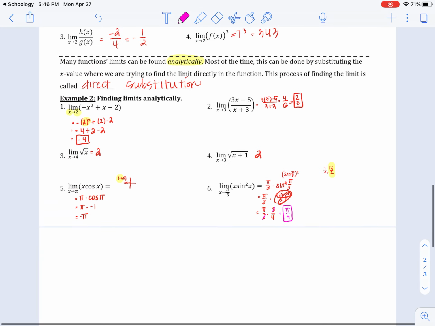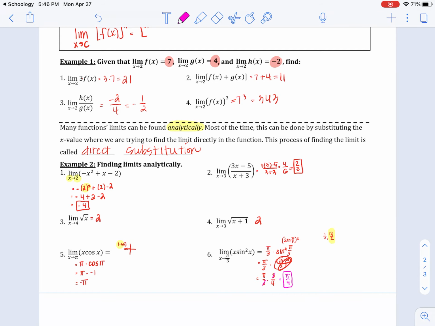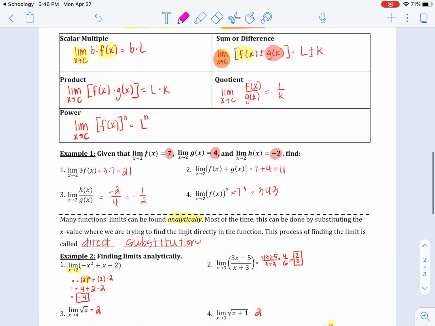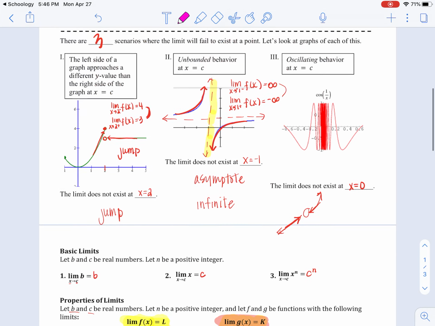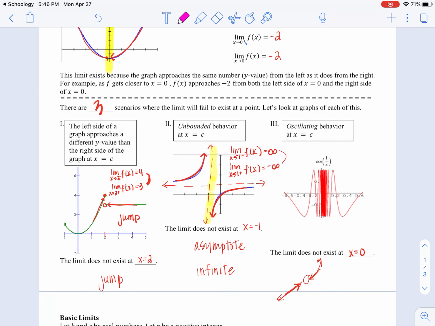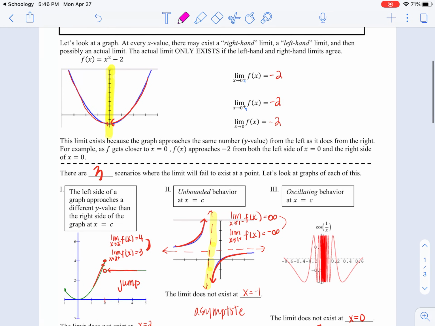Okay, that's it for properties of limits today. So just make sure you know how to first try direct substitution, you know your properties, and then once again, the 3 places that limits do not exist, which are jumps, asymptotes, and oscillating behavior.